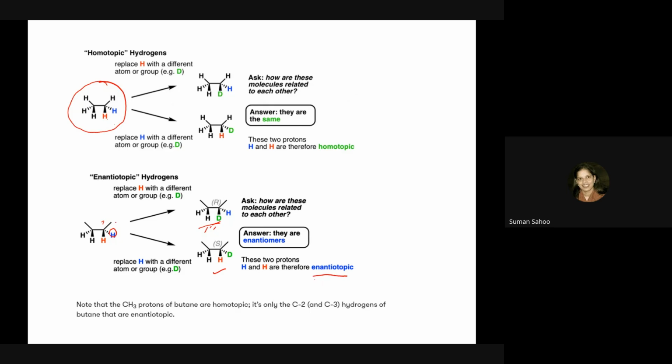Or we can just say these are stereotopic, but first of all, this is heterotopic, that is giving you different molecules. And again, what is the relationship between these two molecules? They are enantiomers, so we can just say these are enantiotopic.